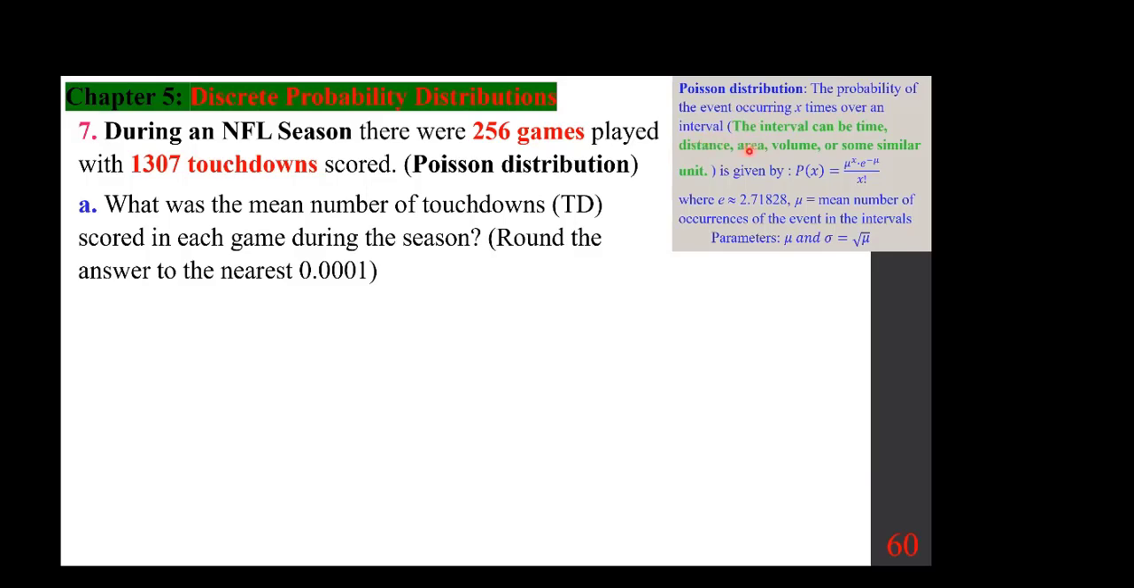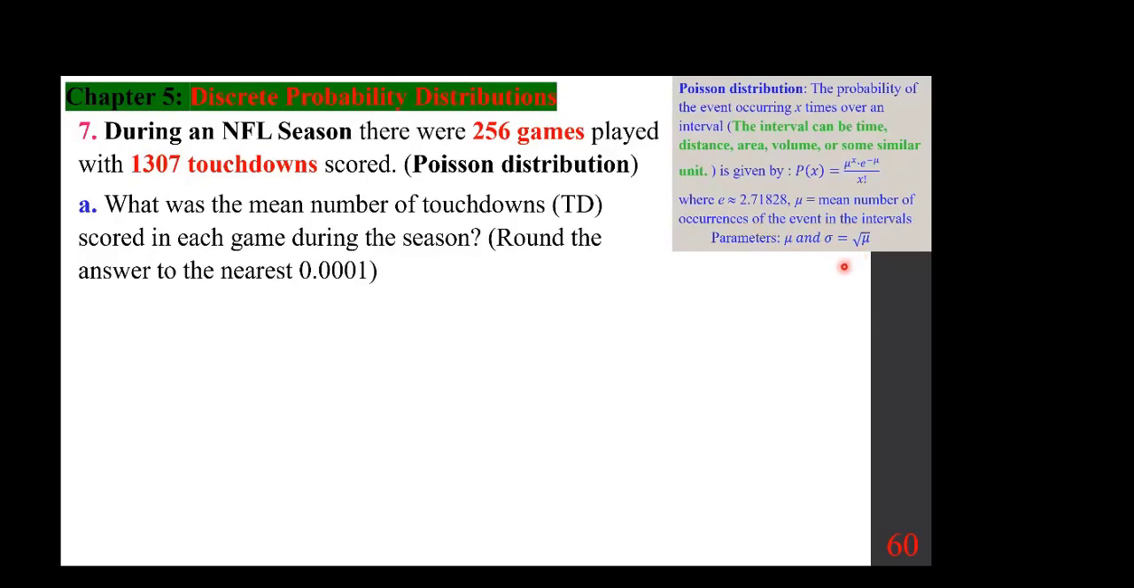The interval could be an interval of time, distance, area, volume, you name it. And it's given by P of X equals mu to the power of X times e to the power of negative mu over X factorial. E is the base of the natural log. You may remember it from intermediate algebra, 2.71828, and it continues indefinitely. Mu is the mean number of occurrences of the event in the intervals, and the parameters are mu and sigma, where sigma is the square root of mu.